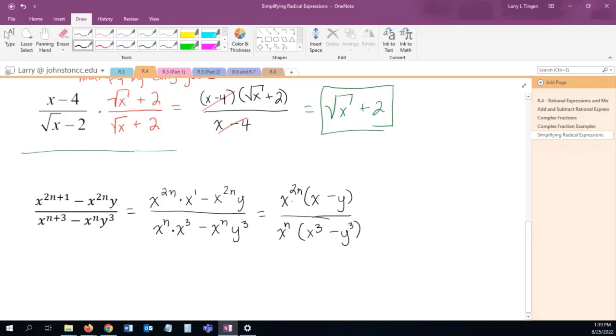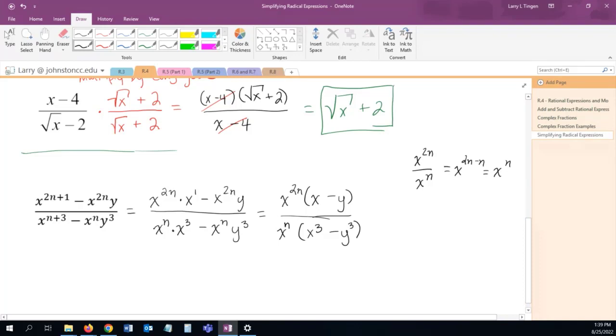Now, both of my factors that I pulled out are x's. So I got the same base. They're to different powers. When I multiply the same base, I add the powers. When I divide with the same base, I subtract. 2n minus n, which equals what? 2n minus n is 1n.